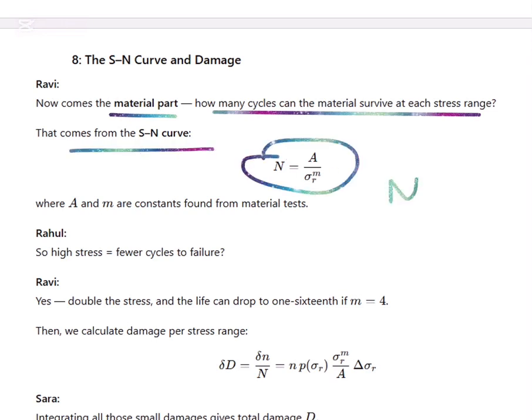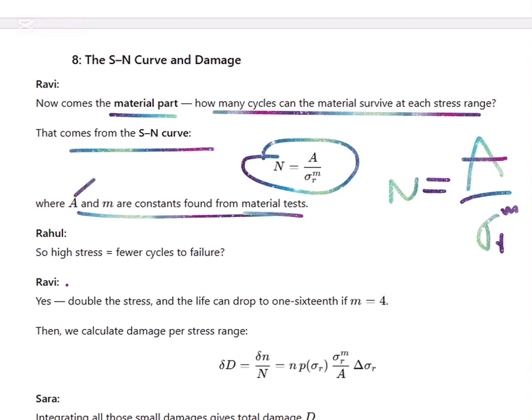The SN curve is N equals A divided by the stress range to the power M. A and M are material constants. From the material test, we can find A and M. So high stress means fewer cycles to failure. Double the stress, life can drop to 1/16 if M equals 4. So stress plays a big role. Even small stress changes make a big difference.